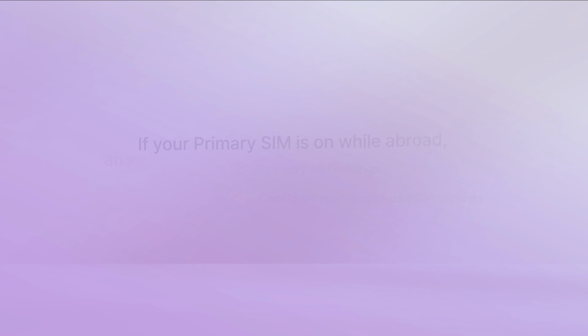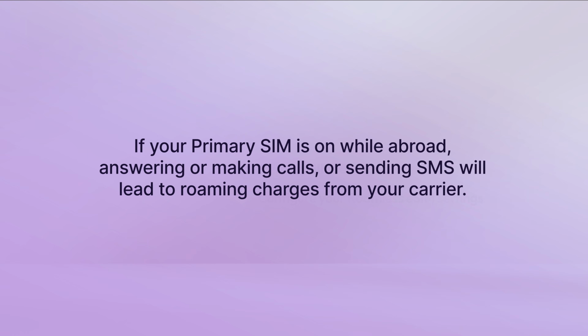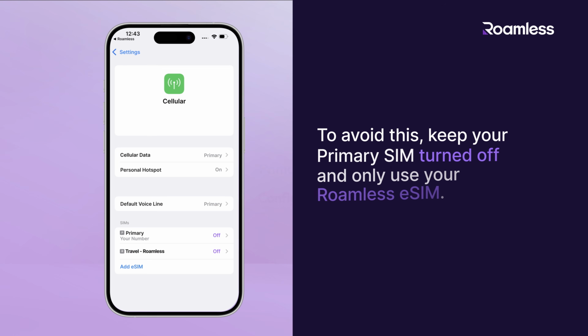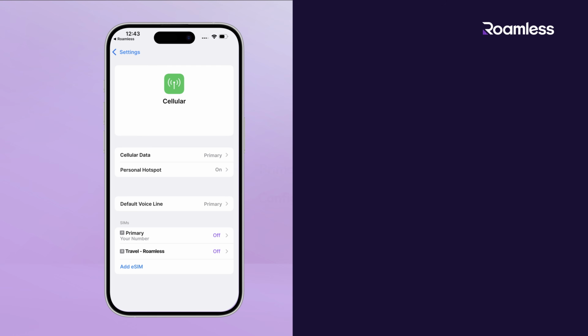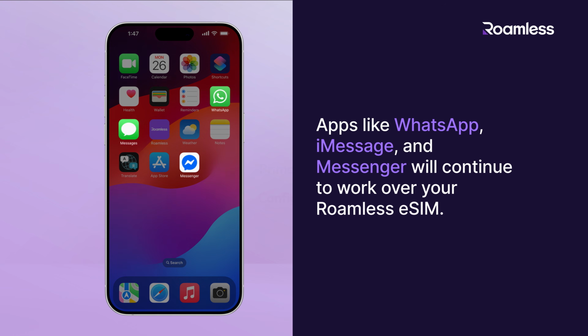Keep in mind, if your primary SIM is on while abroad, answering or making calls or sending SMS will lead to roaming charges from your carrier. To avoid this, keep your primary SIM off and use only your Roamless eSIM. Messaging and call features on apps like WhatsApp, iMessage, and Messenger will still work with your Roamless eSIM.